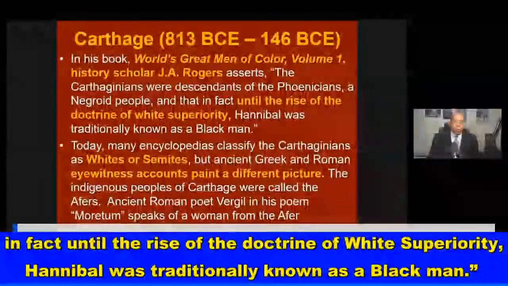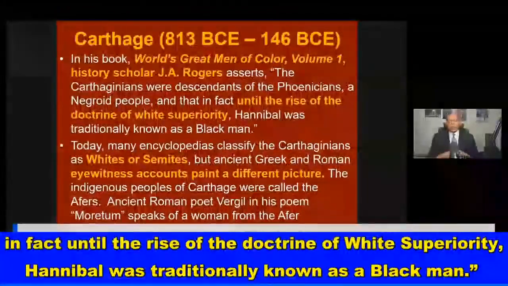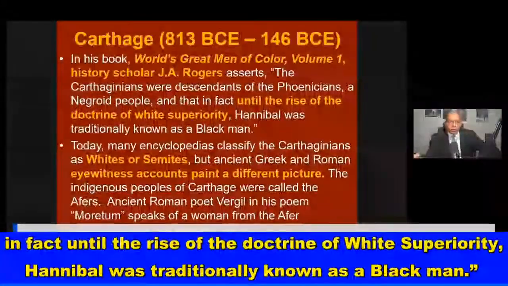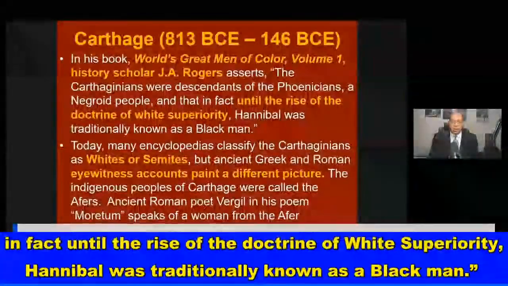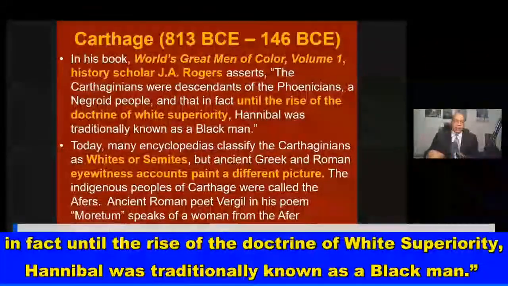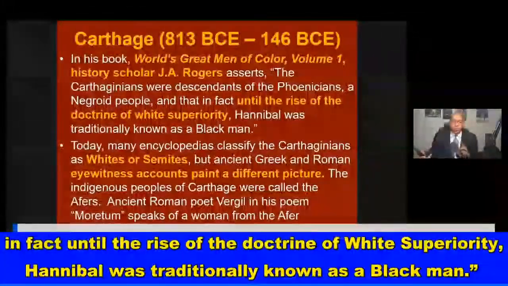Now, in his book, World's Great Men of Color, Volume 1, history scholar J.A. Rogers asserts that the Carthaginians were descendants of the Phoenicians, a Negroid people, and that, in fact, until the rise of the doctrine of white superiority.